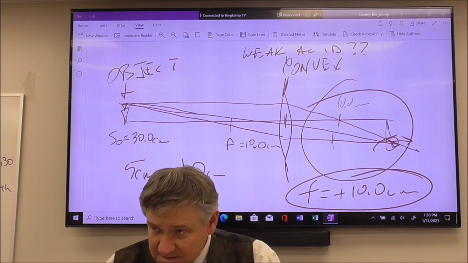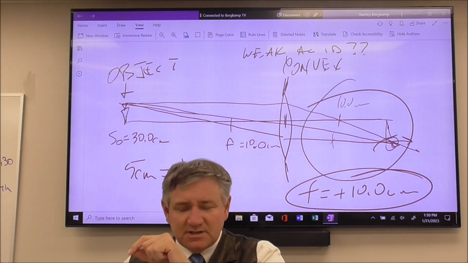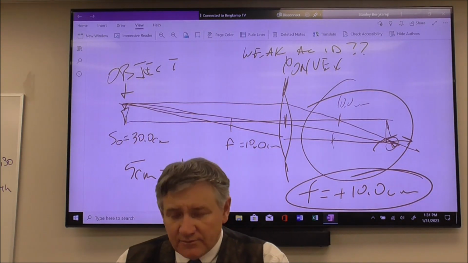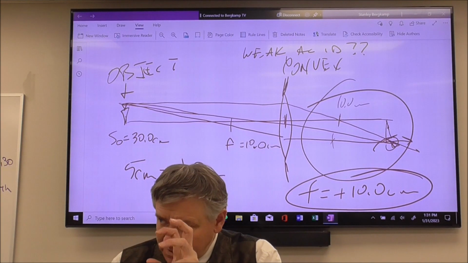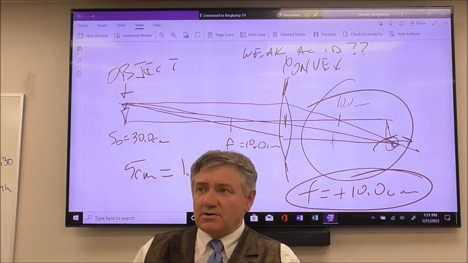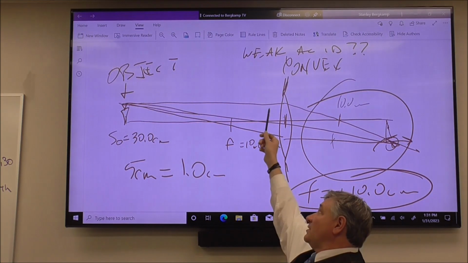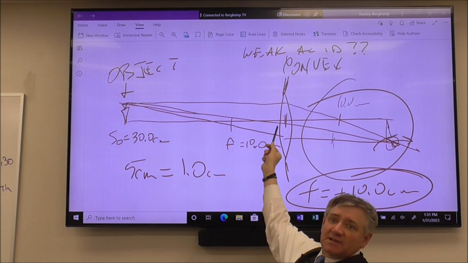Now, it's a common misconception. Everybody tends to think, oh, the focal length is where the image is. No, no, no. Focal length is not where the image is. The focal length is a property of that particular lens. Now, these are all made on the assumption that you are going from air into glass, something like that.